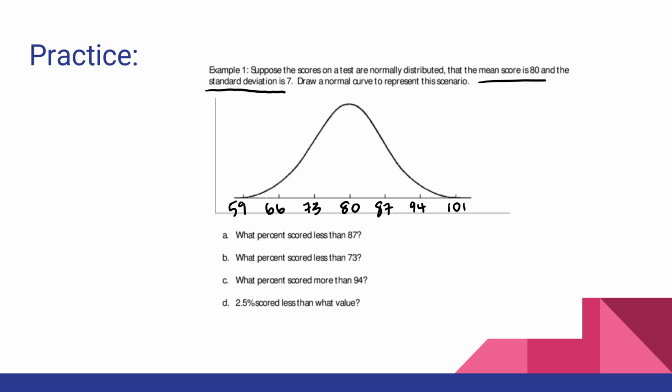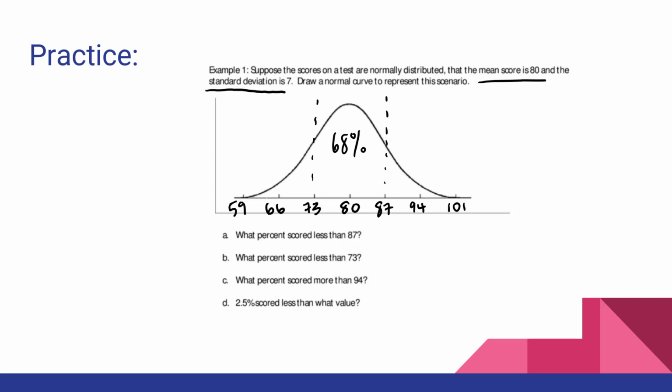So now we can look at the question. What percent scored less than 87? First, where's 87? It's over here. It's our first standard deviation. We know that 68% of the data is contained within here. So within one standard deviation, there's 68%.